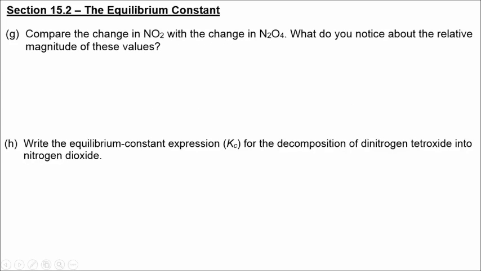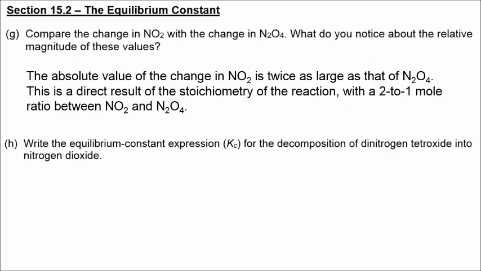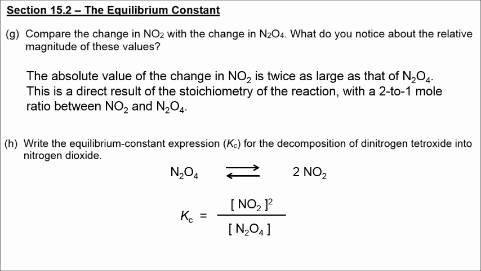So as I've already mentioned, the change in NO2 is twice as large as that of N2O4. This is a direct result of the stoichiometry of the reaction with a 2-to-1 mole ratio between NO2 and N2O4. Now let's write the equilibrium constant expression. That would be products over reactants. So concentration of NO2 squared divided by the concentration of N2O4.